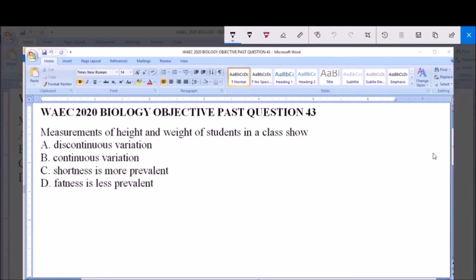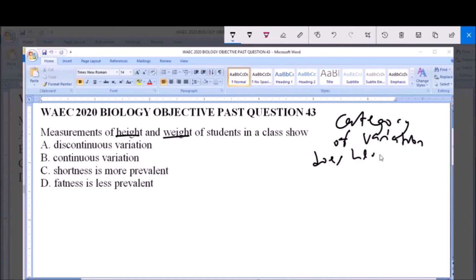Measurements of height and weight of students in a class show: A. Discontinuous variation, B. Continuous variation, C. Shortness is more prevalent, D. Fatness is less prevalent. So this question is asking what category of variation height and weight fall under.